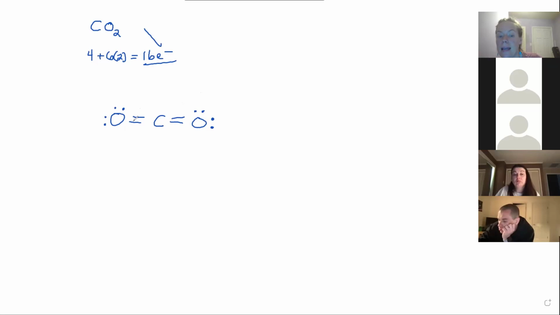2, 4, 6, and 8. It didn't give the electrons away. It's just sharing them with the double bond. So this thing has access to 8 electrons. This thing has access to 8 electrons. And carbon in the middle has access now to 2, 4, 6, and 8. All of them are happy.